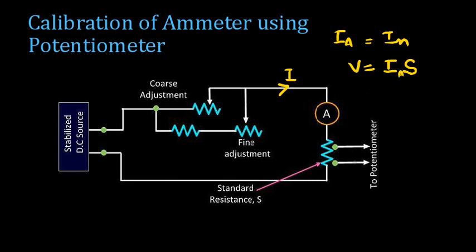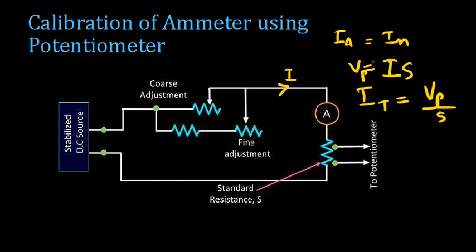Once you get the voltage measured by the potentiometer, this can be taken as I into S. The voltage measured by the potentiometer will be a standard one. So once you know the voltage, you can calculate the true value of current as the voltage measured by the potentiometer divided by the standard resistance.